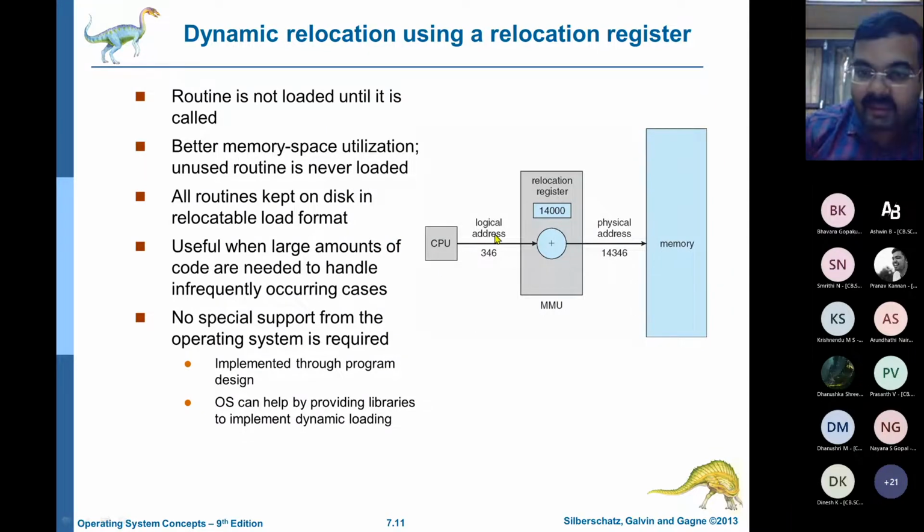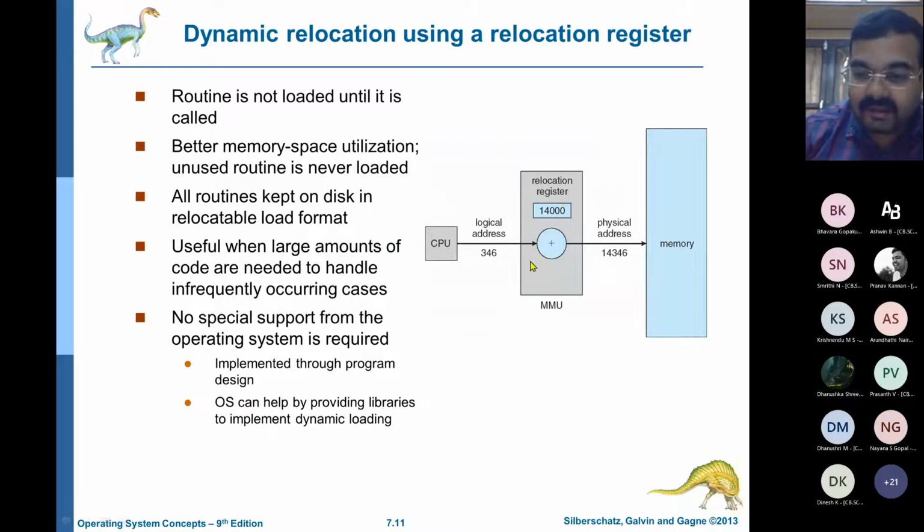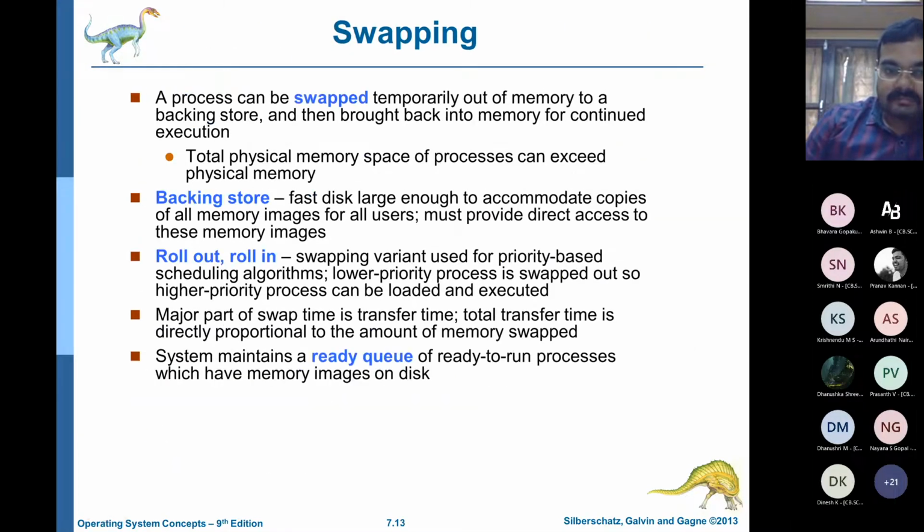But see how this works: the logical address and the base register. The relocation register is also known as the base register, and you want 346. You add the limit 14,000. So this logical address is converted into the physical address. Please understand, base register and relocation register are the same. I already told you this.